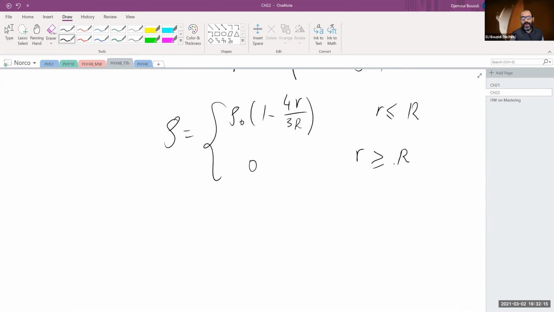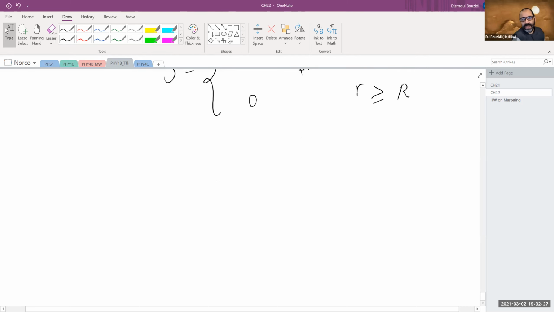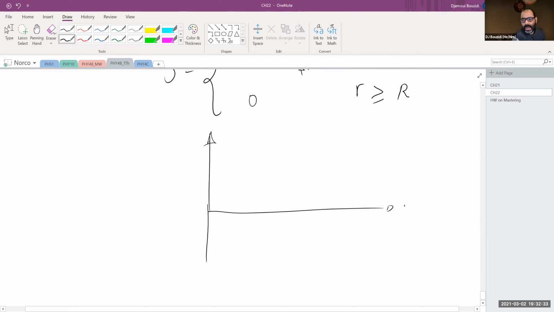Okay. So let's plot this function and see how it looks. Rho naught is constant. So this number is constant. And this R is actually the radius of the sphere. So if I plot this function as a function of the distance, this is how this function looks. This is R, big R, the radius of the sphere. And here, I know the charge is equal to 0. So there is no charge in here.